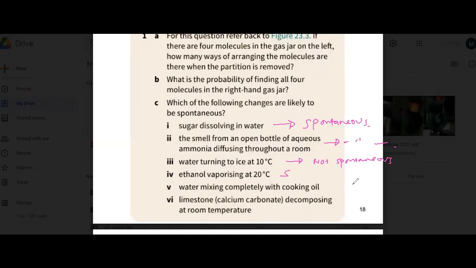Water mixing completely with cooking oil? Not spontaneous. Limestone decomposing at room temperature? Not spontaneous. You know, this is a thermal decomposition. You need to give heat for the decomposition reaction to occur. So not spontaneous. Okay.